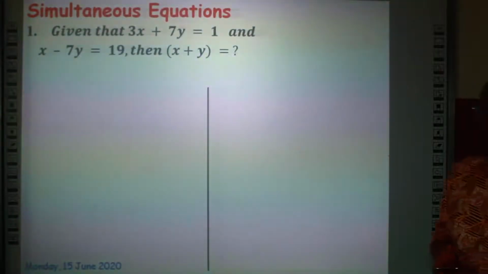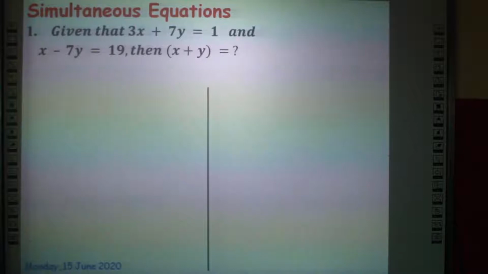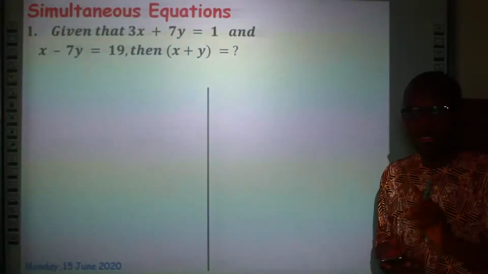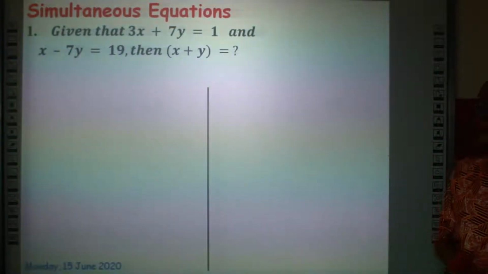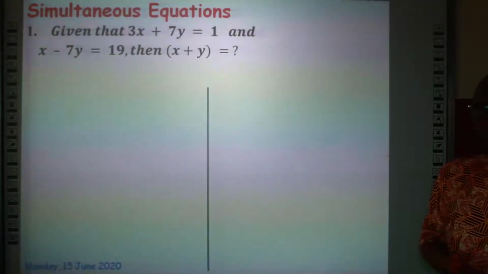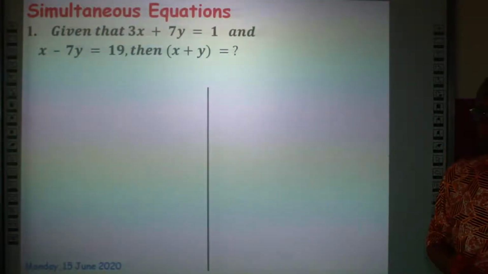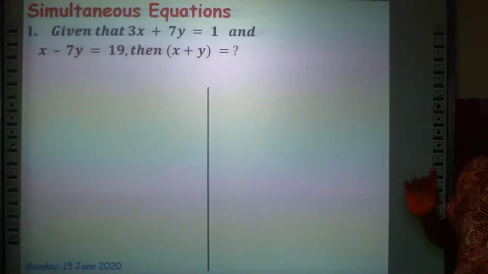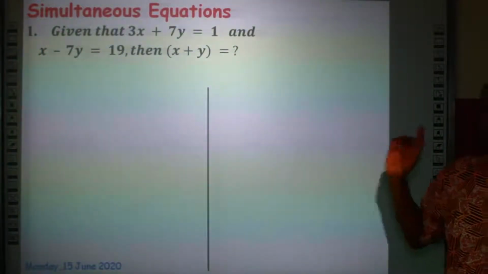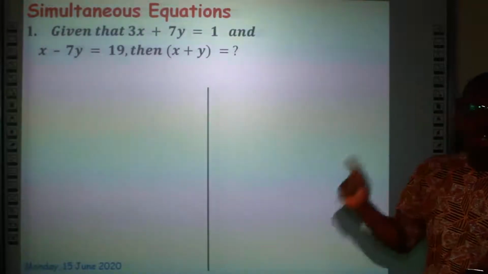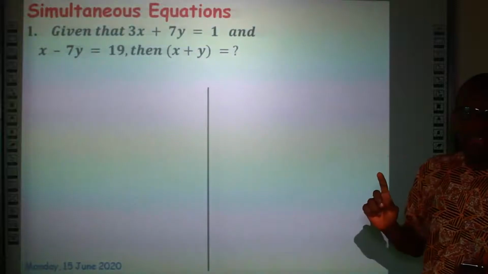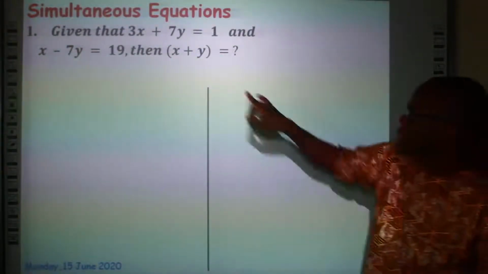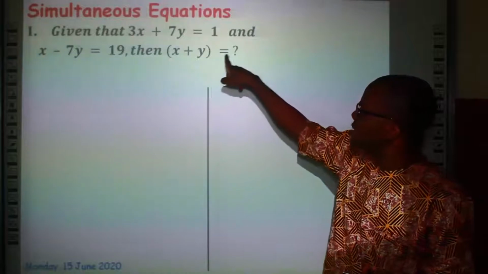So here's an example. Given that 3x plus 7y is equal to 1 and x minus 7y is equal to 19, then x plus y is equal to what? Right, now you have to be careful here, because once you've gotten the values of x and y, you do not stop there. That is not your final answer. You still have to go a step further because the question says x plus y is equal to what?